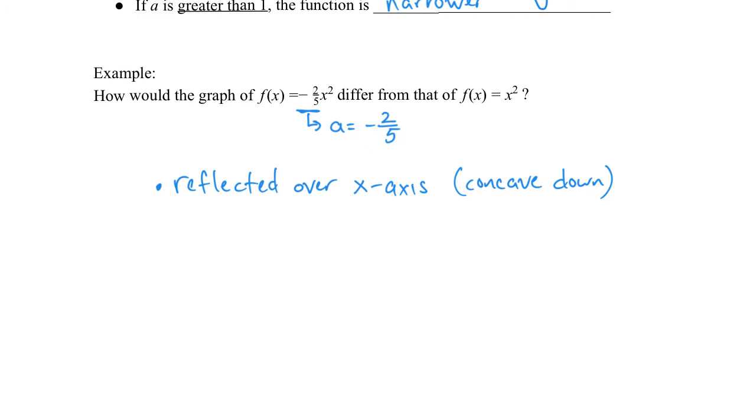But what about the 2/5? Well, the 2/5 makes it wider. So we would just write wider. And these bullet points are fine. I've got no issue with that. And that's basically it. That's how the a value affects these functions.